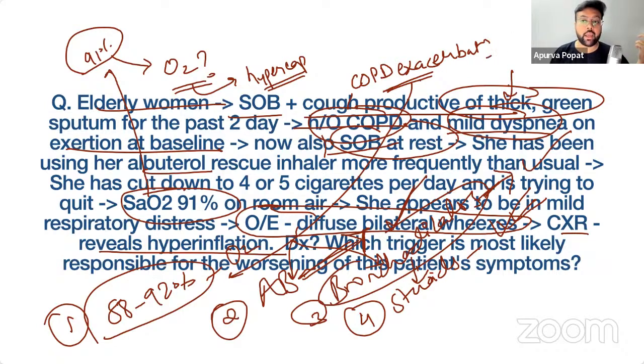In short, I want to stop the vicious cycle of inflammation happening in your bronchioles, in your airway. That's the reason we are giving steroids in patients with COPD exacerbation. Is it okay, Udvas? Yes. And why is the sputum green?